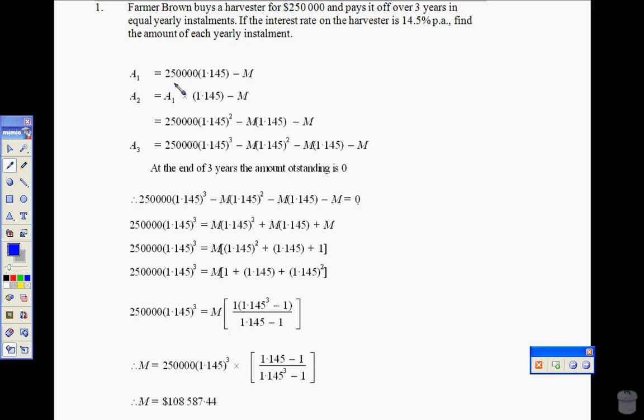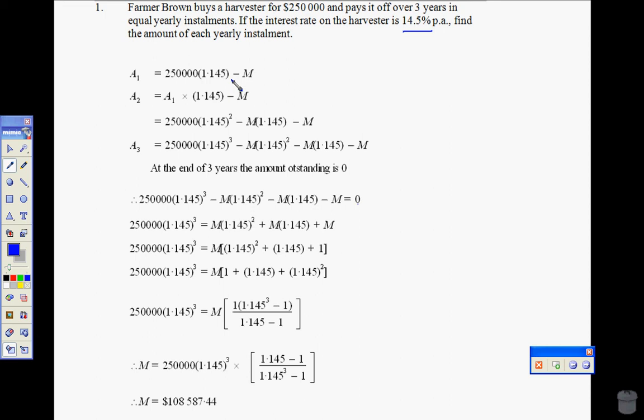The 250,000 is going to sit there. He takes out the loan, and they're just going to charge him interest for the year, and it's not a nice interest rate. 14.5% is pretty high. So they're going to charge you interest on that amount, and that's why it's multiplied by 1.145. So the interest is charged on the amount in that first year.